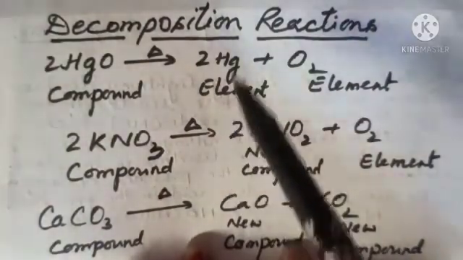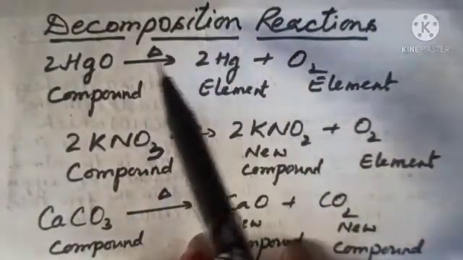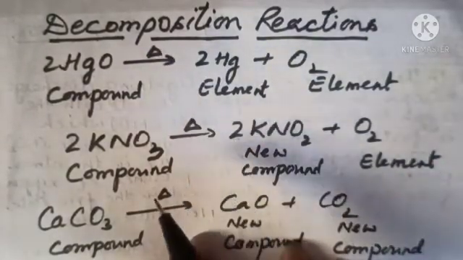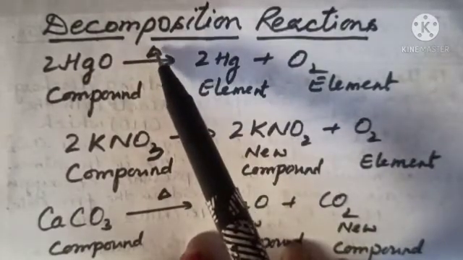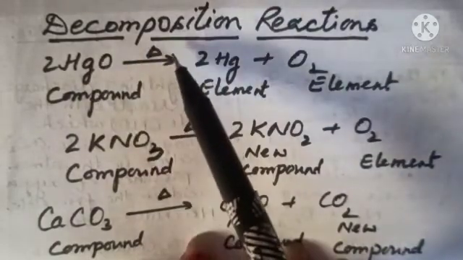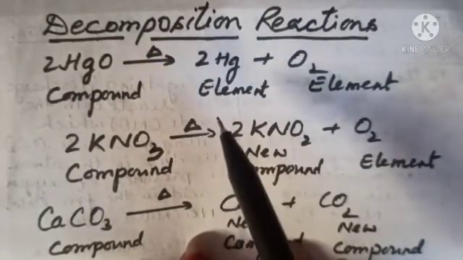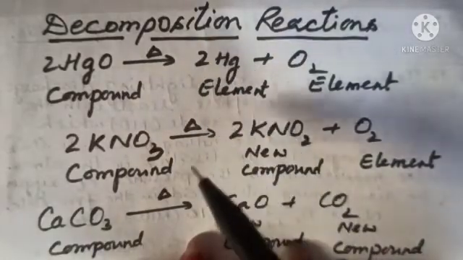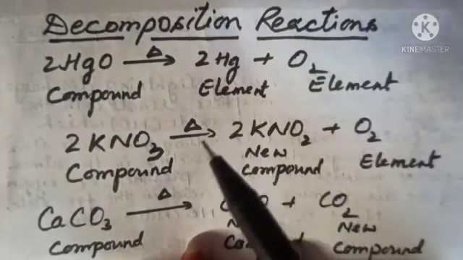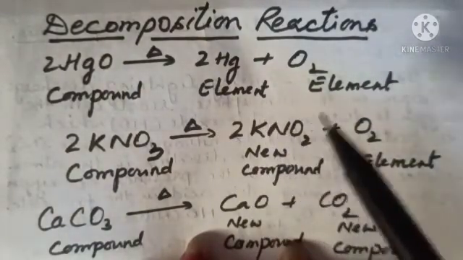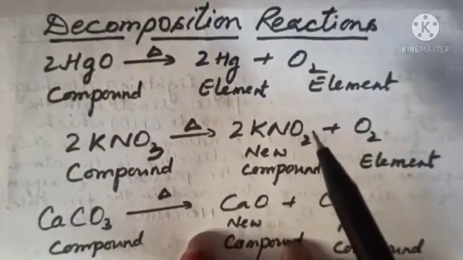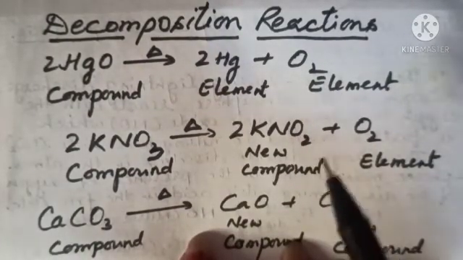Now look here. In all these examples, we are using a triangle above the arrow. Why? This triangle shows that we are heating the substance. The triangle is for heat. So all these are decomposition reactions, but what type? These are thermal decomposition reactions, because we are heating the substance and getting new substances.